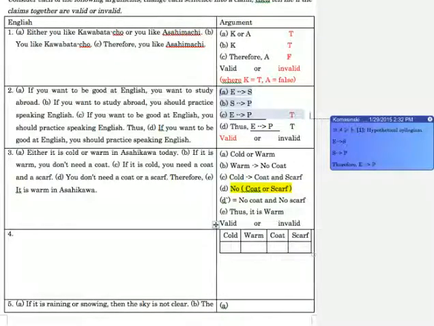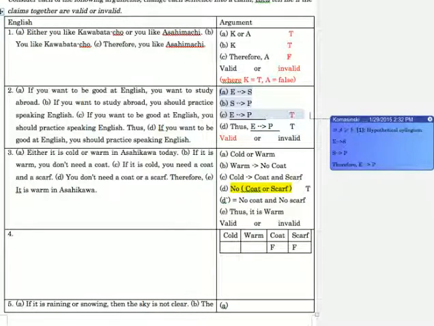So we've been told no coat and no scarf. All right, so coat is false, scarf is false. All right. So if both of those are false, that makes this premise true. Okay. So now we have something interesting.